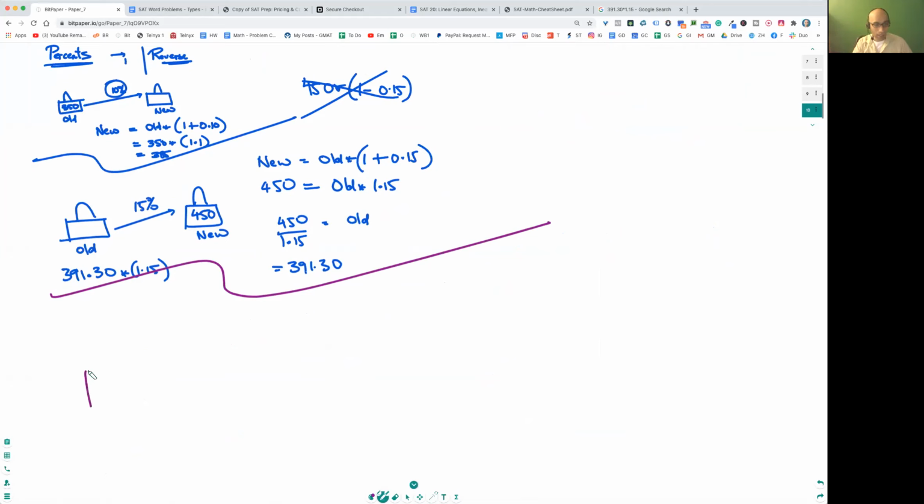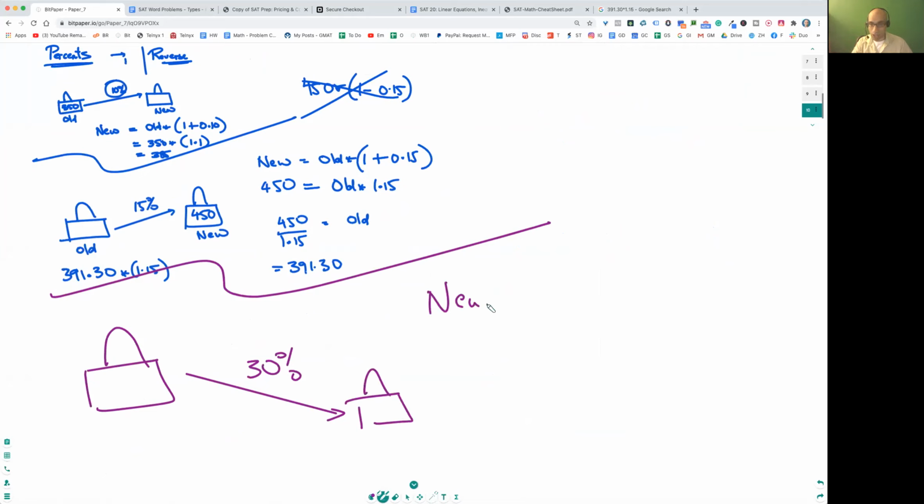Now, think about it like this. You got a bag and the price actually goes down by, let's say, 30%. So now what do you do? The new, guys, pay attention here, please. New is equal to old times 1 minus. It's 1 minus. Don't do 1 divided by all of that. So remember this. Stick it in your head. New is equal to old times 1 minus 30%.